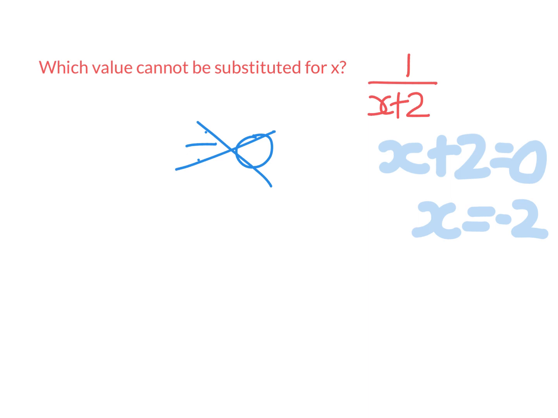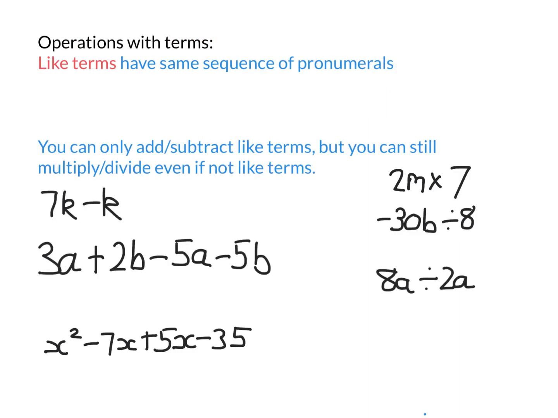All right, let's now look at operations with terms. So to understand operations with terms, we need to know about like terms. So like terms have the same sequence of pronumerals. So 7x and 8x, they are like terms, they both have an x.